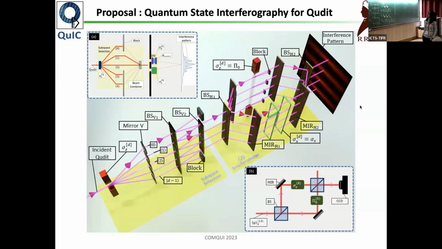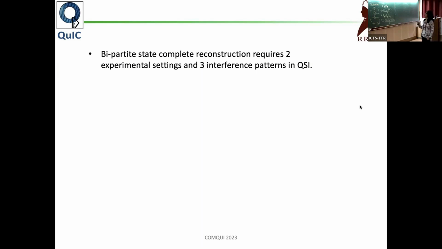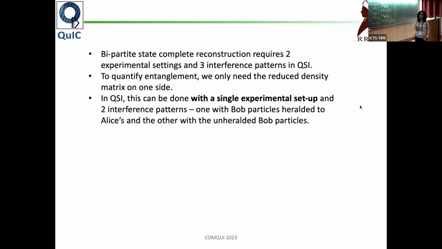But having said that, if you want to do this for the qubit, that is where the real fun begins, because that is where you have D-1. This proposal is a long paper actually, so I can't go into the details, but everything is very nicely worked out. And for bipartite pure qubits also, you can actually use this. For a single qubit, you can do two of these interferometers and you can get the entanglement from it. It's a bit much. So essentially for bipartite, you require 2 experimental settings and 3 interference patterns. In QSI, to quantify entanglement, we only need the reduced density matrix. This we know. And so we can do this with a single experimental setup.